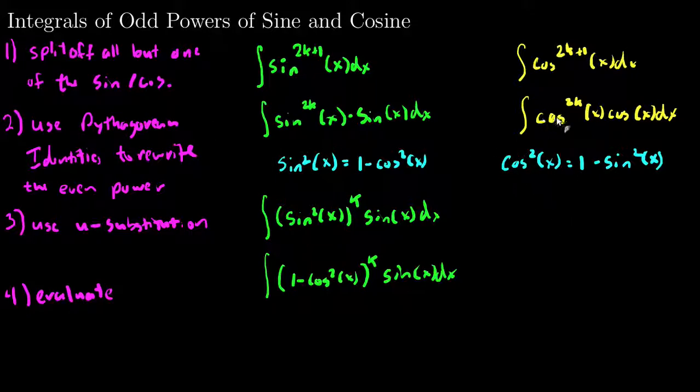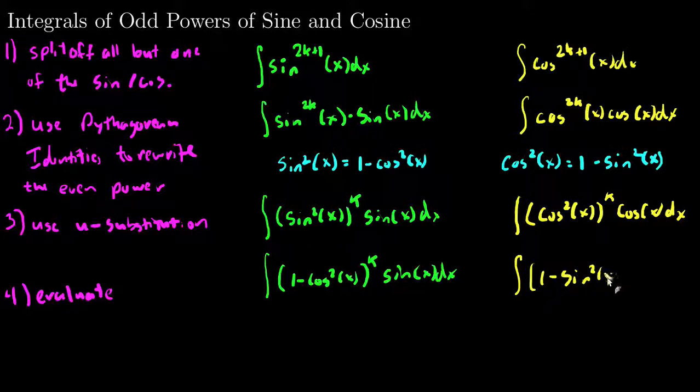Similarly here, this cosine to the 2k x is going to be the integral of cosine squared x all to the k times cosine x dx. And I can rewrite this cosine squared as 1 minus sine squared, all to the k times cosine x dx. And I won't finish it all the way off in this general form. I'll show you some specific examples.